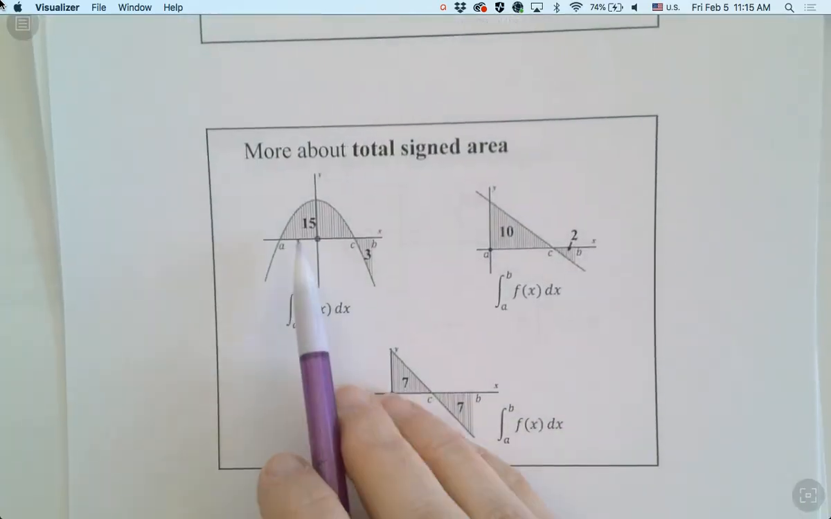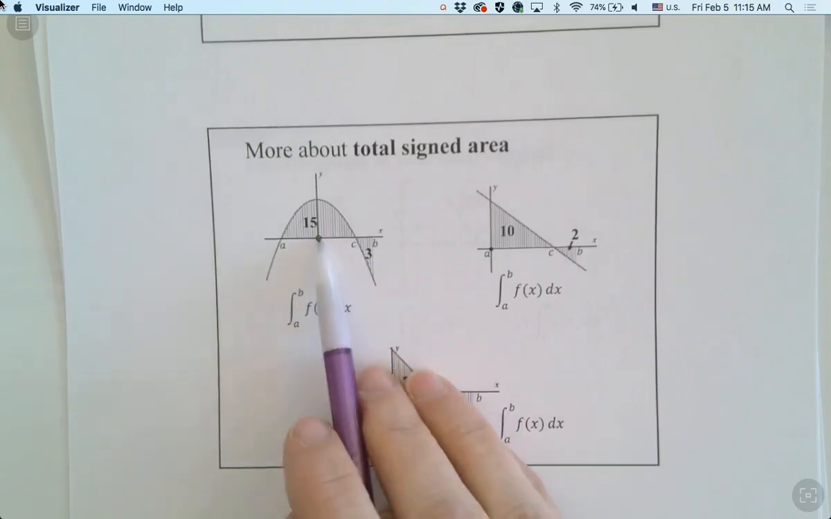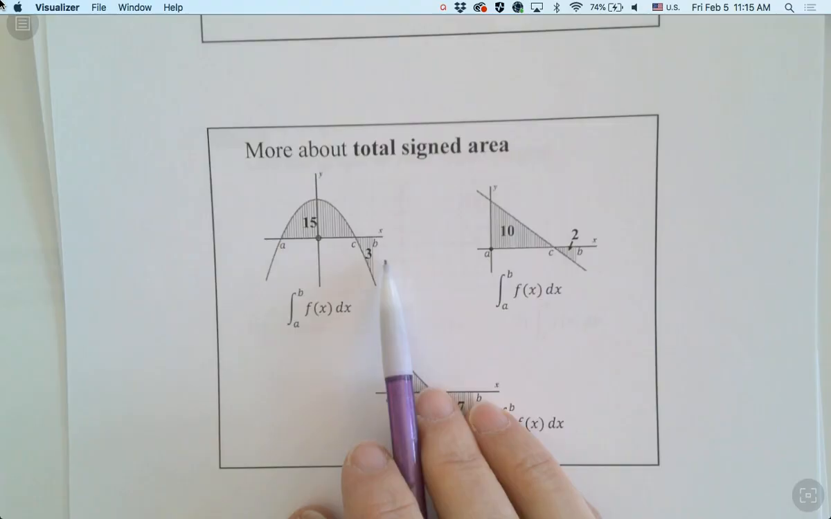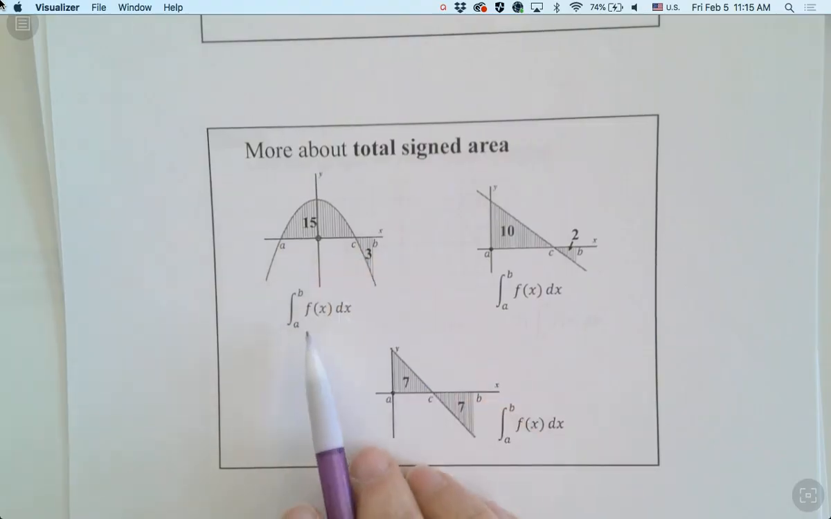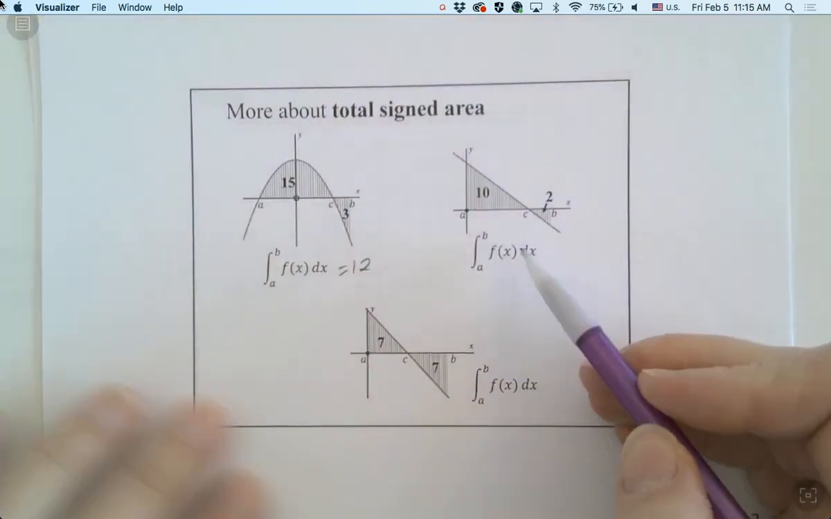So here we have from A to C, and that whole thing from A to C is 15, and then from C to B is 3. So then what would be the signed area or the definite integral from A to B? 12. All right, so what do you have for this one over here?